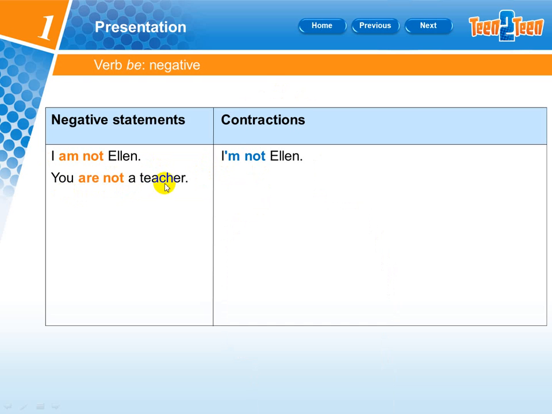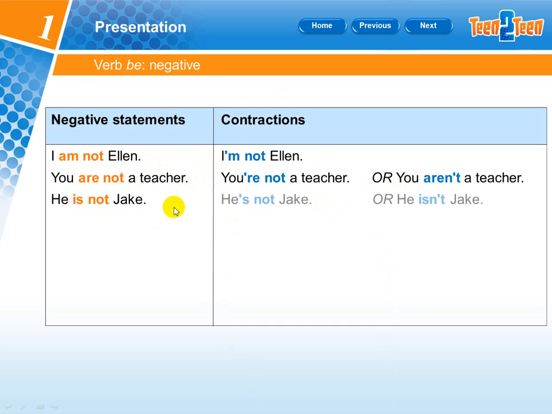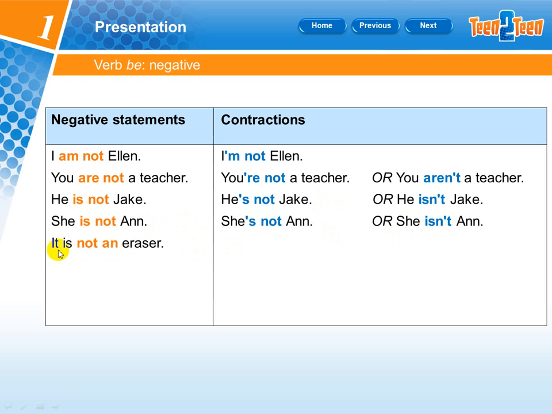You are not a teacher, contractions, you're not a teacher, or you aren't a teacher. He is not Jack, he's not Jack, or he isn't Jack. She is not Anne, she's not Anne, or she isn't Anne. It is not an eraser, it's not an eraser, or it isn't an eraser.